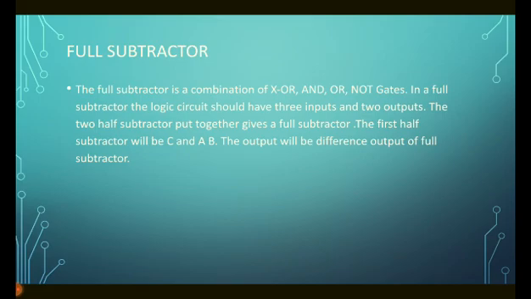So next is full subtractor. The full subtractor is a combination of XOR and NOT OR gates. In a full subtractor, the logic circuit should have 3 inputs and 2 outputs. The two half subtractors put together give a full subtractor. The first half subtractor will be C and AB. The output will be the difference output of the full subtractor.